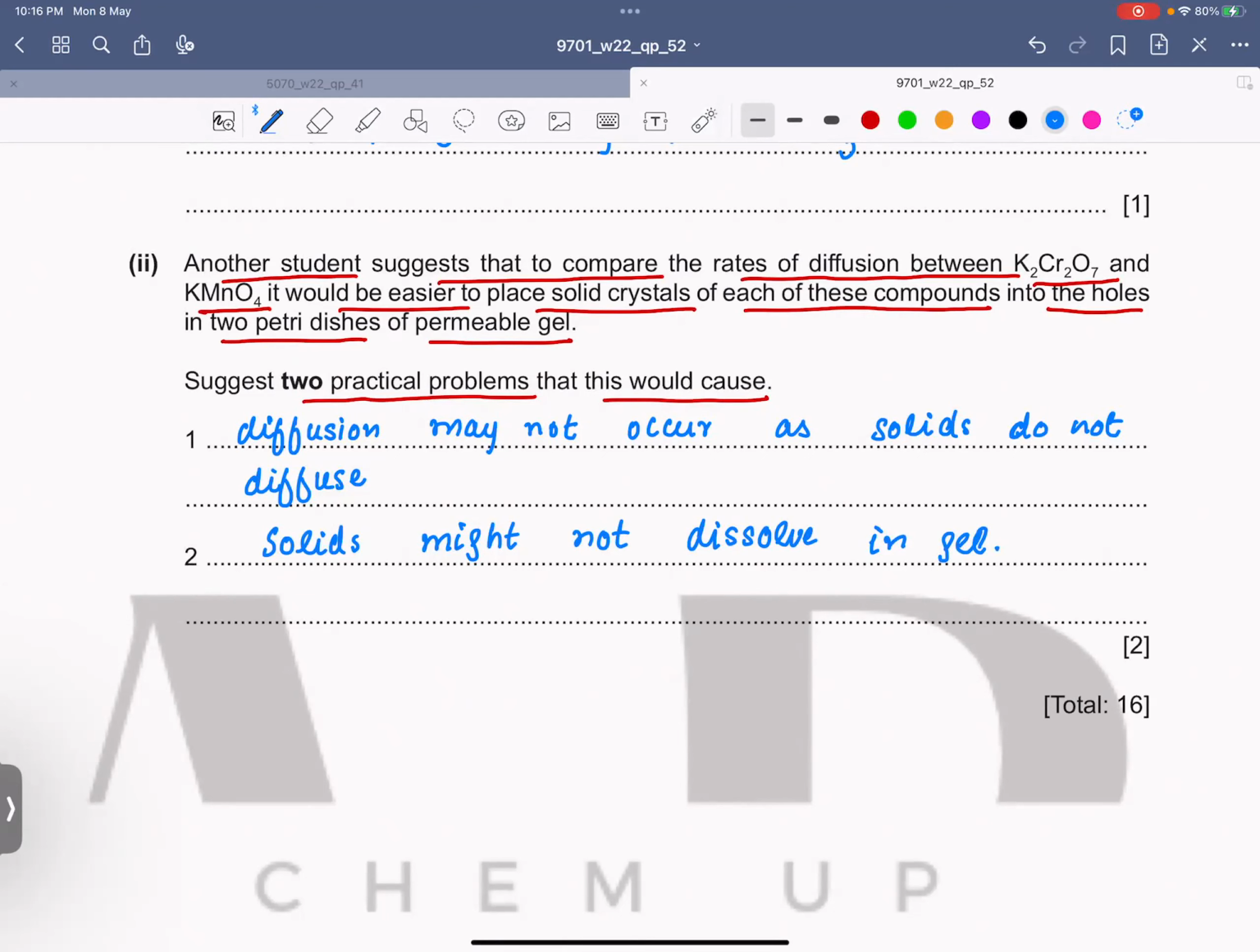Sir, can we write it won't diffuse too much? Like it will be less. Yes, but this would be one point. For the other point, you have to write the solubility factor as well.